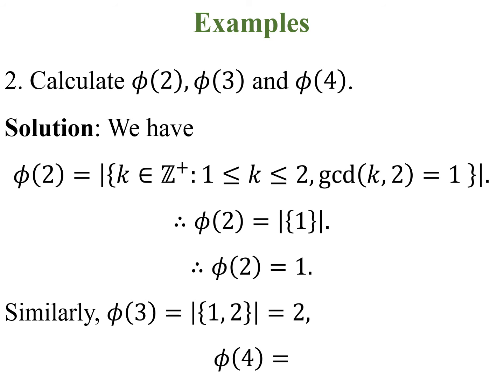Phi of 4. To find phi of 4, again we have to find the positive integers which are less equal 4, that are 1, 2, 3 and 4. Among them, GCD of 1 with 4 is 1, GCD of 3 with 4 is 1, but GCD of 2 with 4 is 2 and GCD of 4 with 4 is 4. So the only two integers 1 and 3 satisfy the condition. So phi of 4 will be the cardinality of the set containing only two elements 1 and 3, and so phi of 4 is equal to 2.